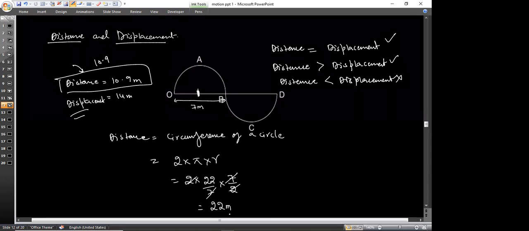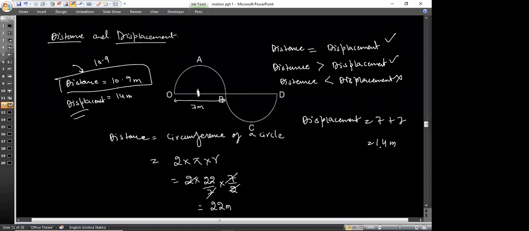Okay, got it, beta? Yes. Okay, now the displacement will be simple. It is 7 plus 7, that will be equivalent to 14 meter. Okay, so I hope you understood.